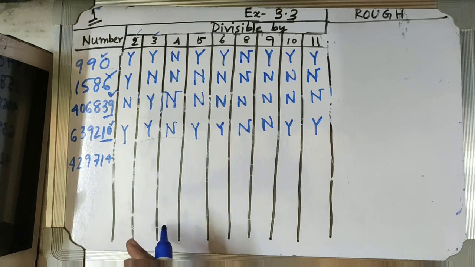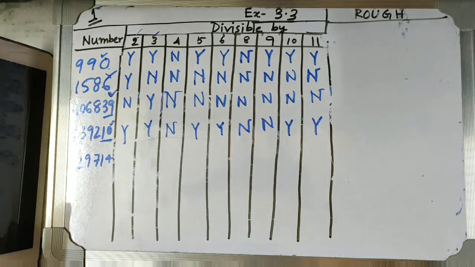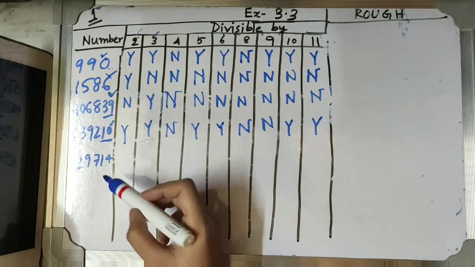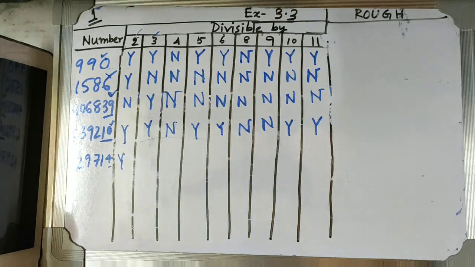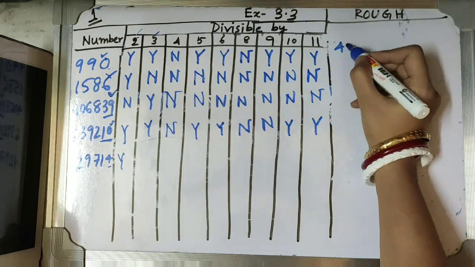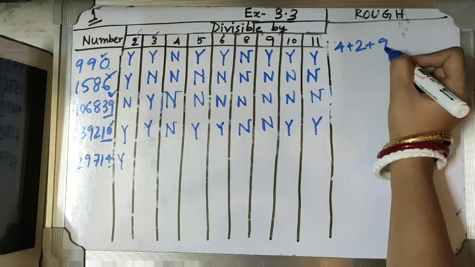and I am trying the 7th sum now. So let's start. It is 4 here. This is an even number, so it is divisible by 2. Now for checking the divisibility by 3, we will add all the digits of the number.